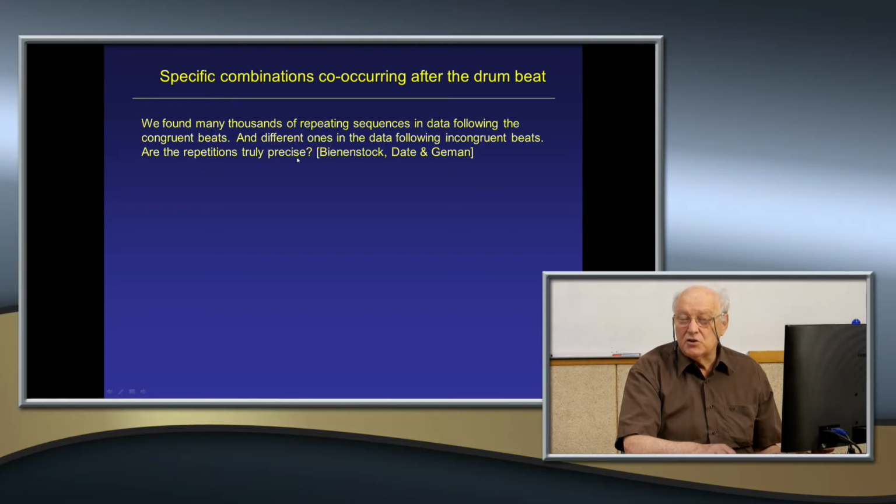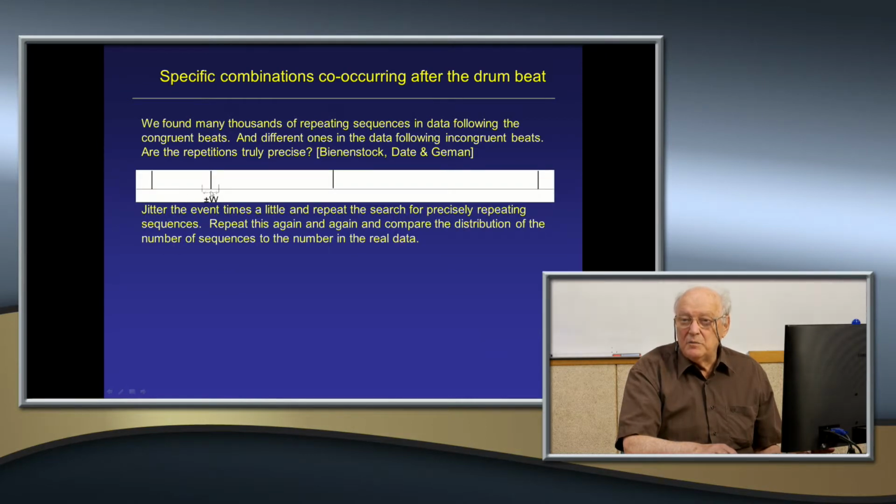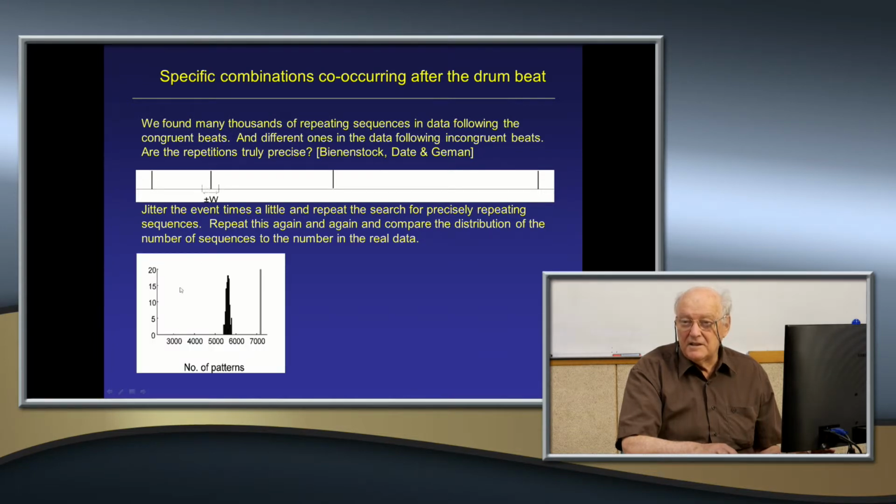Are the repetitions truly precise? We use a method of Bienenstock and Geman that states the following. If no precision was there, then we may jitter every event by plus or minus W milliseconds, and it would not affect the statistics of what we see. So we do this here now. What I show is jittering within plus or minus one sample every event, and again looking for the number of patterns that we find.